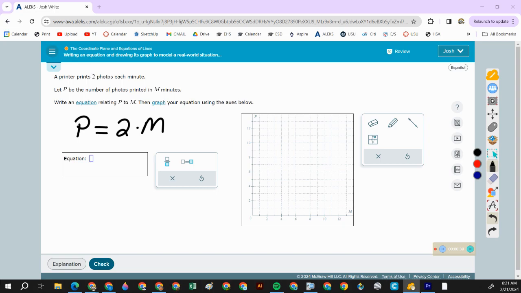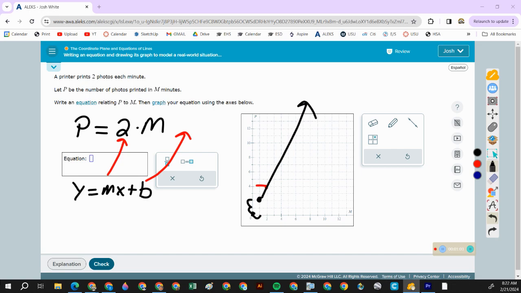Now we need to graph that. So if that were in the form y equals mx plus b, then my slope is 2, and my y-intercept is missing, which means it's 0. So I start at 0, and then 2 photos per minute. So up 2 over 1, like that.